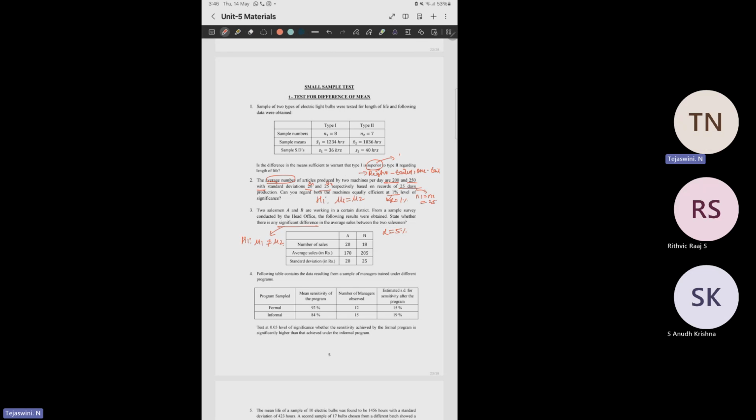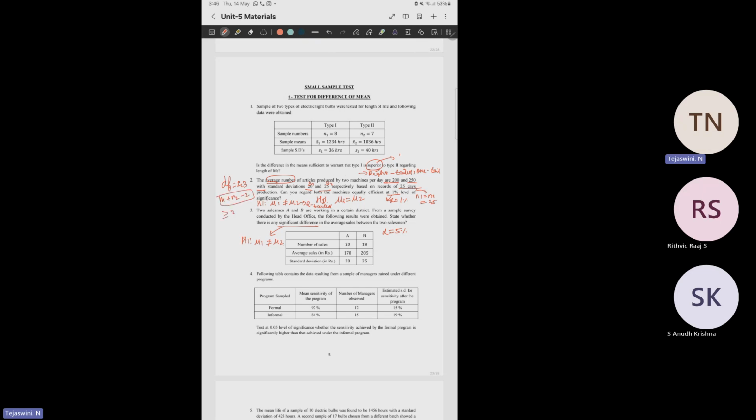The original hypothesis, the null hypothesis, will be mu1 is equal to mu2. Alternative hypothesis will be mu1 is not equal to mu2. Since we are just checking if it's not equal, this will be a two tail test with degree of freedom as 20 plus 25, degree of freedom as 43, n1 plus n2 minus 2.